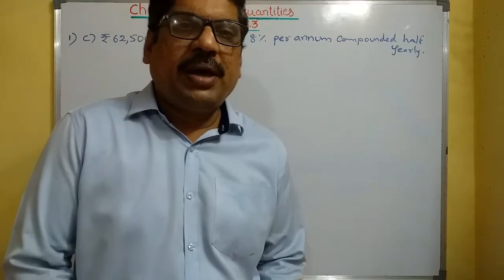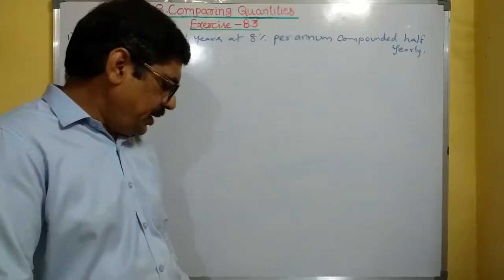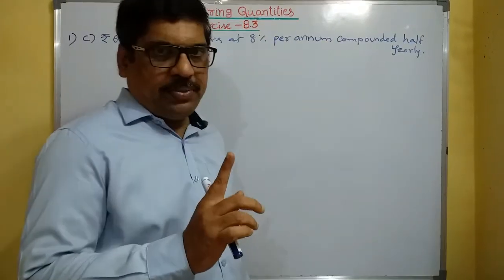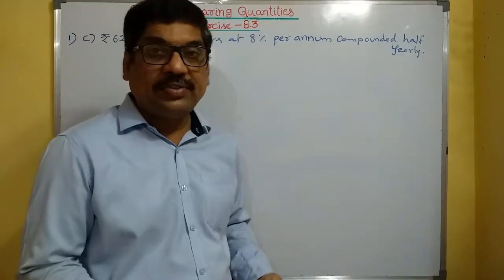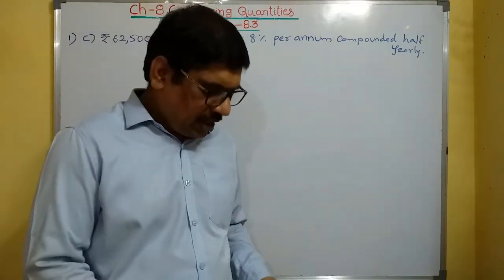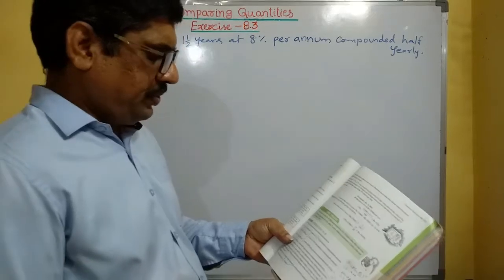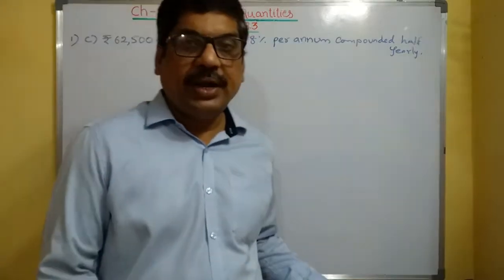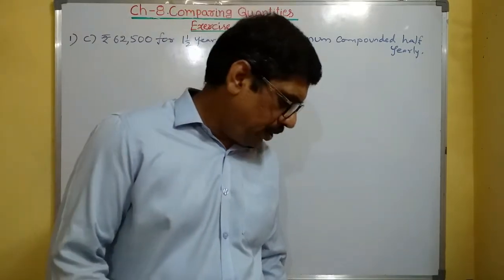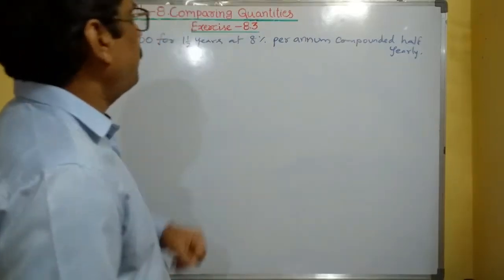We're in the chapter comparing quantities and we have completed A and B problems from the first Roman of the exercise 8.3. Let us continue with the problem C. Here we need to find the amount and the compound interest for this problem.